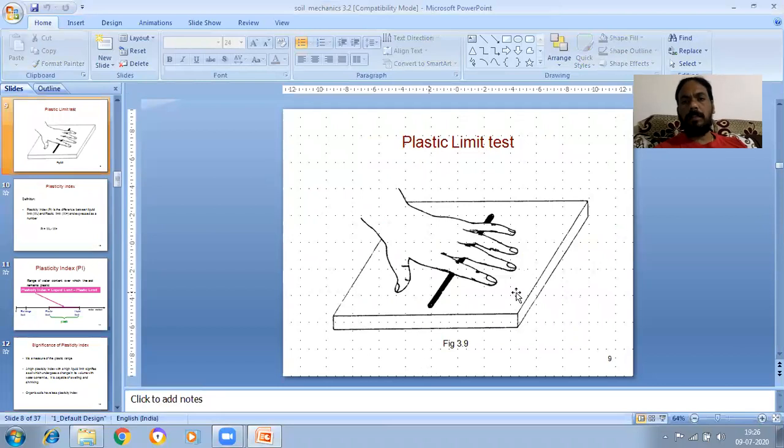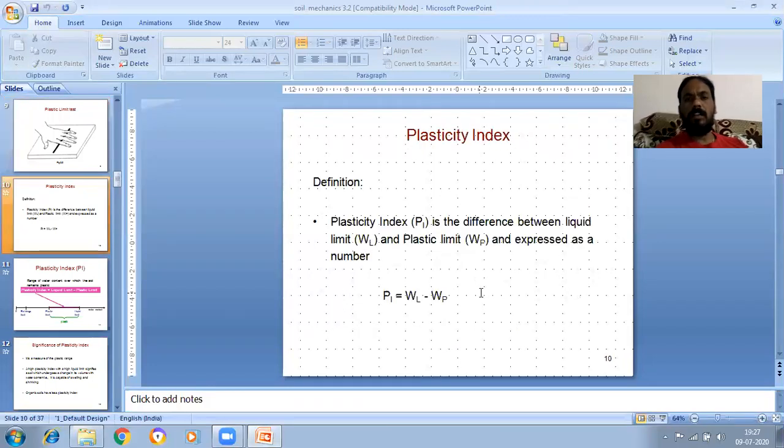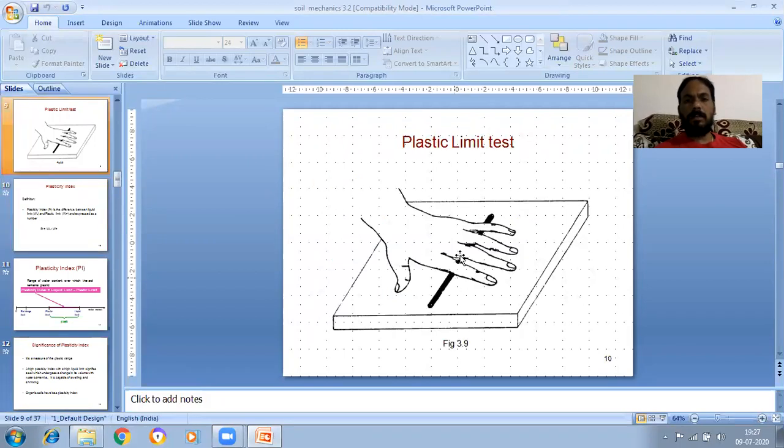Like this. This is the glass plate, 200 by 150 mm size. This is the glass rod. Then we need to take the soil, which is made like a ball. You keep that ball on this glass plate, and on that soil mass you keep this rod, and with our hand we need to roll that soil such that it makes a thread, a thread of 3 mm dia without crumbling. This is the experiment. Here you can see.